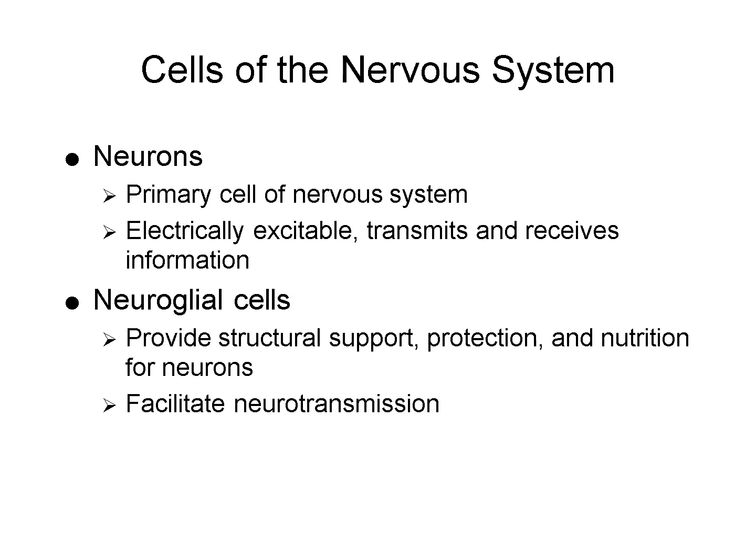The nervous system is composed of two main cell types: neurons and neuroglial cells. Neurons are the primary signaling units that transmit electrical and chemical signals. Neuroglial cells support, protect, and nourish neurons, and they also help facilitate neurotransmission. Together, these cells allow the nervous system to function efficiently.